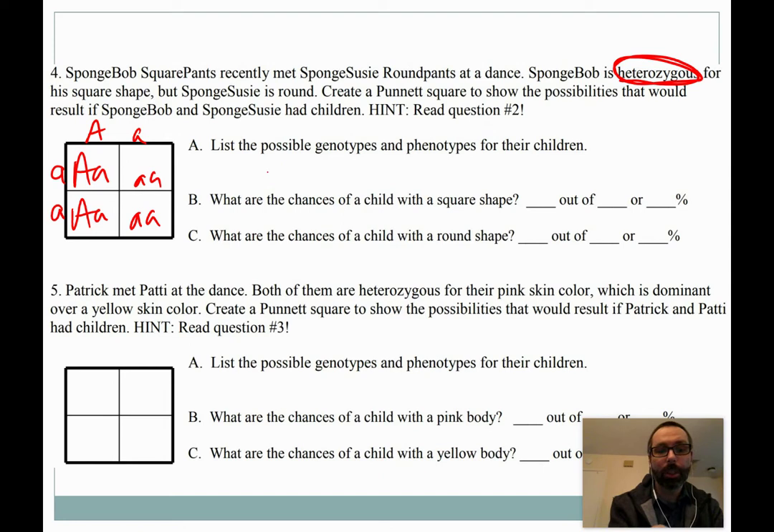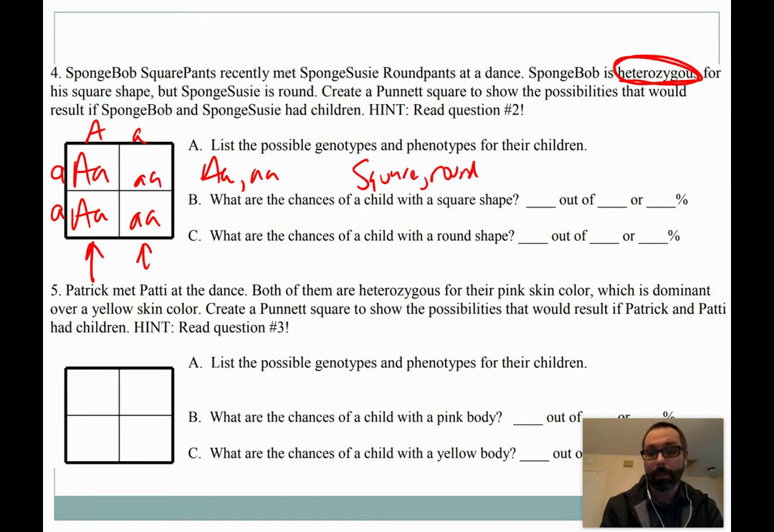What are the possible genotypes? The possible genotypes are big A little a, and little a little a. Some of them could be square. Some of them could be round. How do I know that? Because these two have a big A, and so they are square. These two have little a's, so they're going to be round.